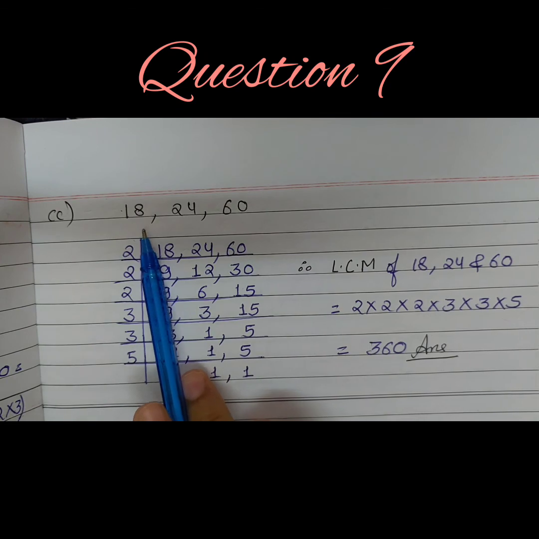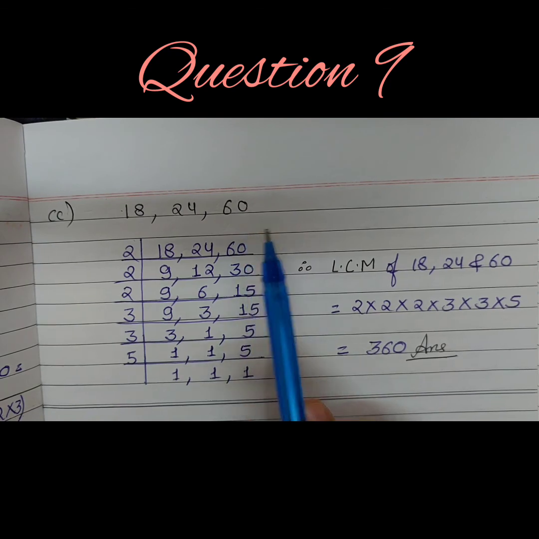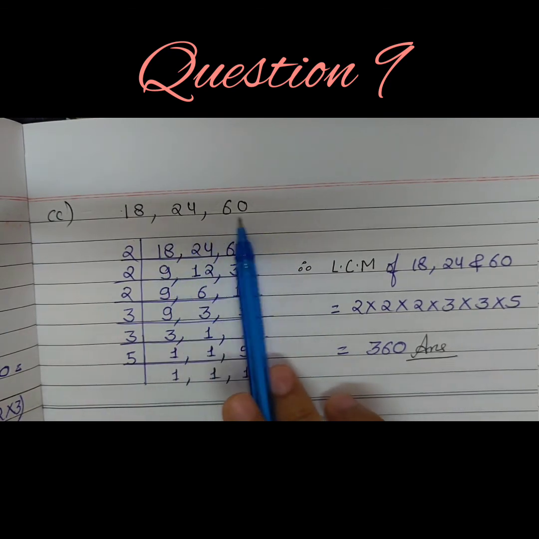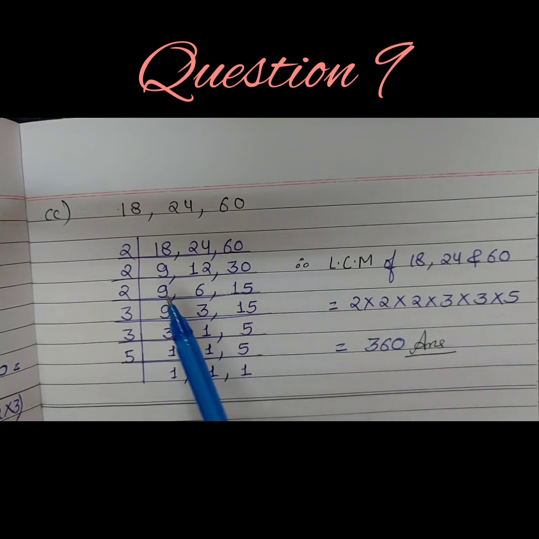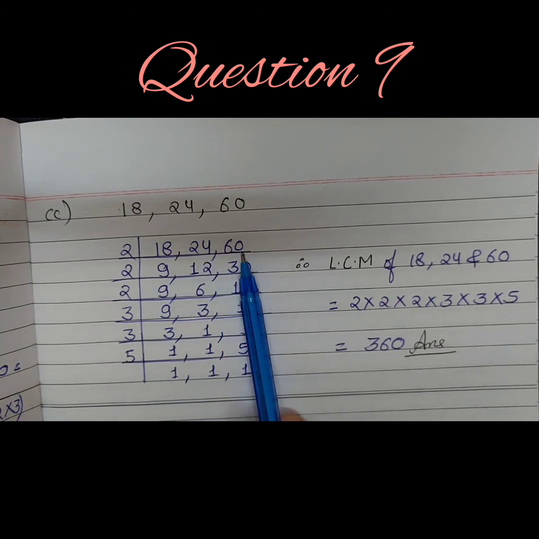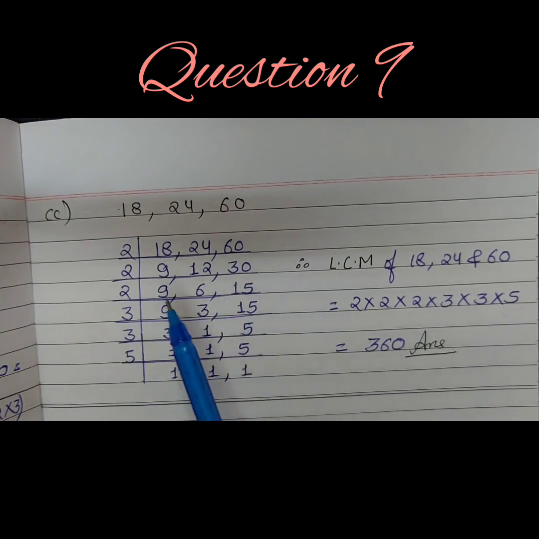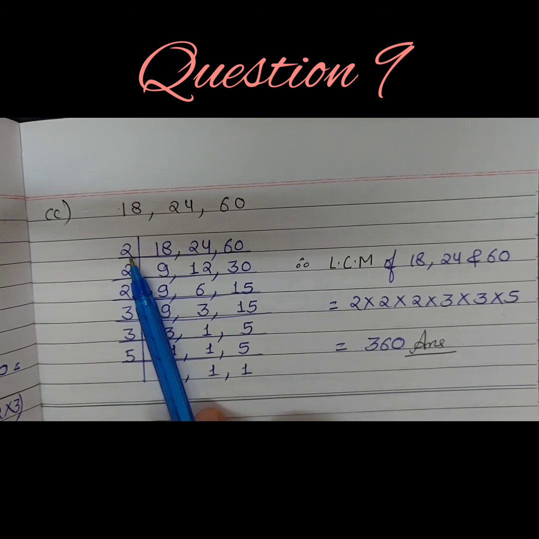Next part is 18, 24, 60. Now in this question we have 3 numbers, means we have to find out the LCM of these 3 numbers by the method of common division. First step is write all the numbers in a row separated by commas. Here I have written 18, 24, 60. Now next step is choose the least prime number that divides at least one of the given numbers. Here I have taken 2. 2 is the least prime number.